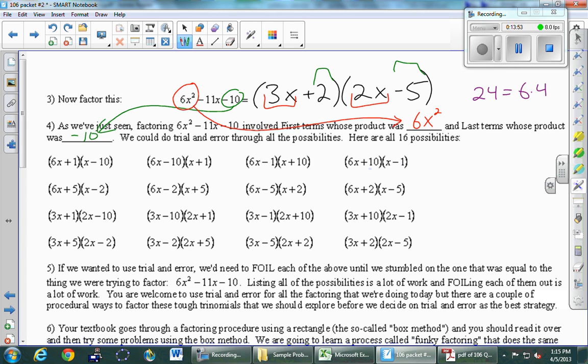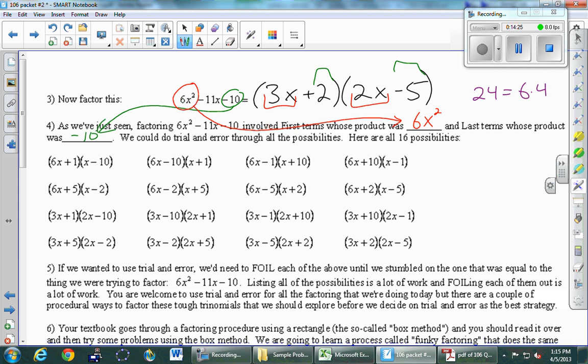Or we could do the same thing with 5s and 2s. 16 different possibilities. There is a correct answer here. The correct answer is the one that gives us this. In order to figure out which one of the 16 works, you have to FOIL all of these, or at least FOIL them until you find the one that magically gives you the minus 11, right? It's a process. I don't think it's the best process, but you could do this. And so if you choose to do it this way, you can ignore the method.